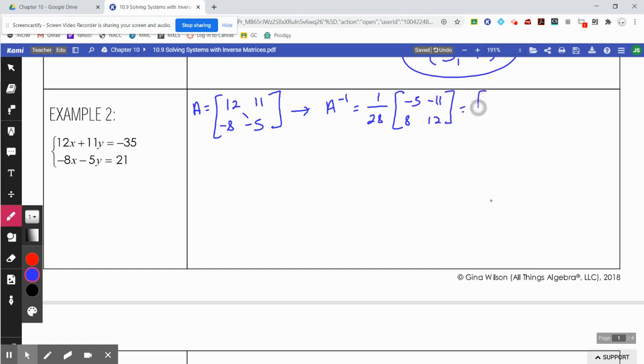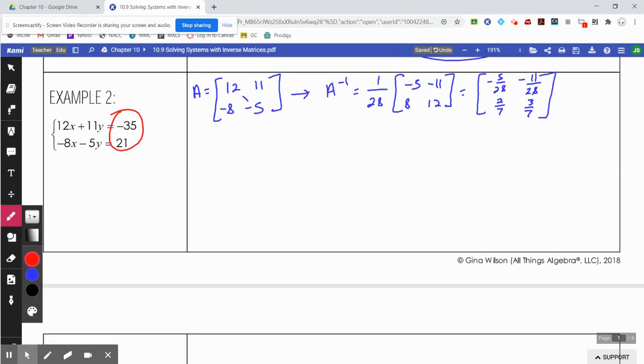So therefore, your inverse is going to be negative 5 over 28, 8 over 28, which is, let's see, that's going to be 2 over 7, negative 11 over 28, and 12 over 28, which is 3 over 7. So there's A inverse. So now all you have to do is take that matrix and simply multiply it by your constant matrix, and you are finished.